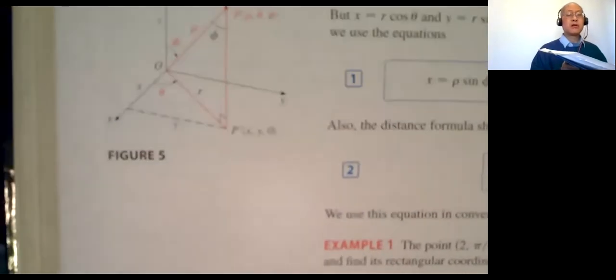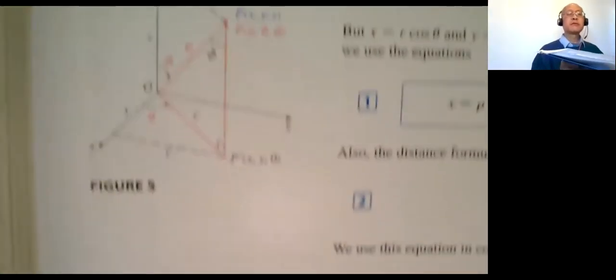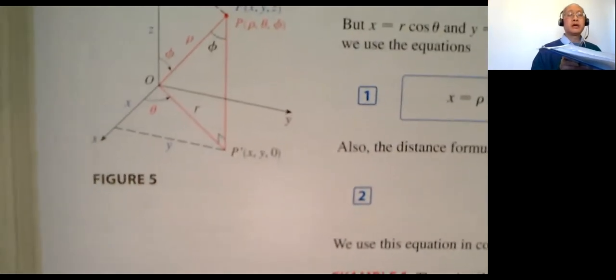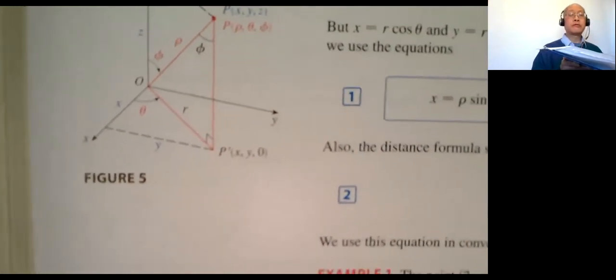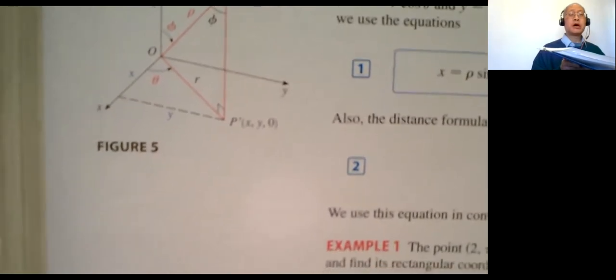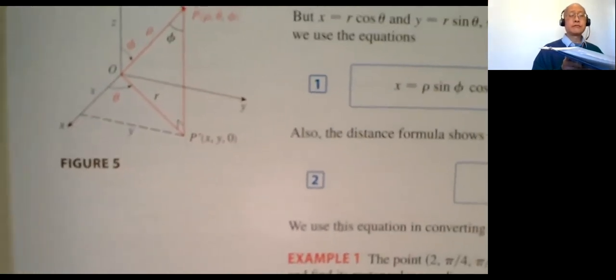Now look at r. For that right triangle that's there, this one right here, it's a right triangle. The sine of phi is opposite over hypotenuse. That would be r over rho. That means r is rho sine phi.